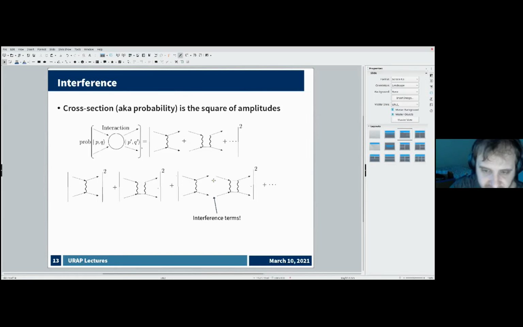And one thing that happens in these cross terms is that sometimes, depending on how the signs work out, this amplitude can be either positive or negative. So these interference terms can sometimes enhance or reduce the number of events that you expect. So they are important.